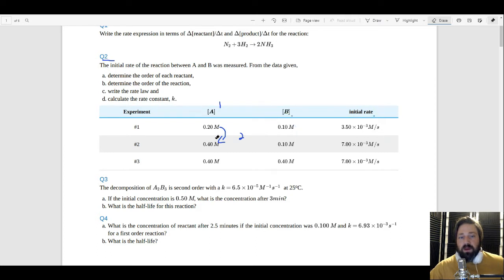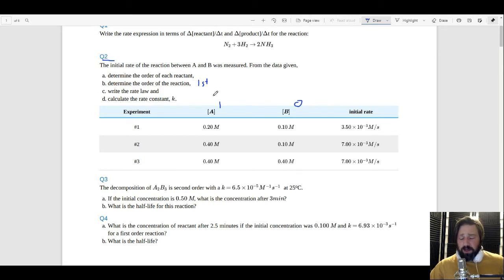Okay. Now let's do B. Same idea. A is staying the same here, and we are times 4 the concentration. And the initial rate doesn't change at all, or we can say it's times 1. So 4 to what power is 1? Well, 0. So we say that B is 0th order. Okay. Now determining the order of the whole reaction, the overall reaction, you just add these up. 1 plus 0 is 1. This is going to be first order.